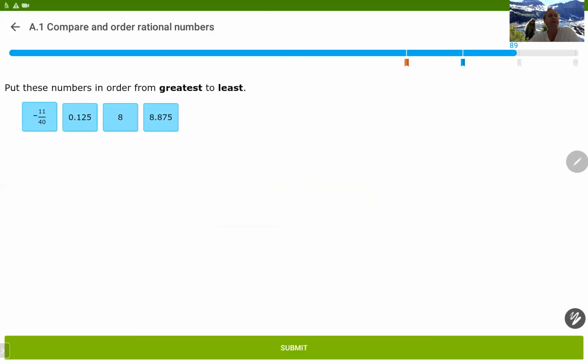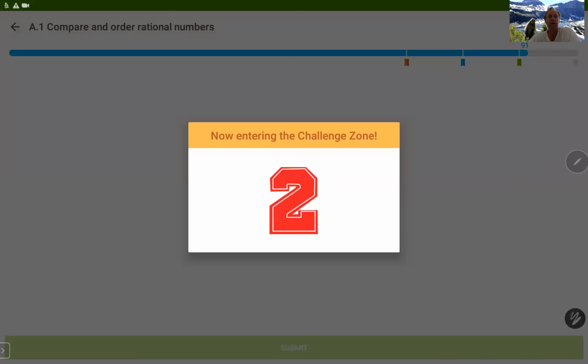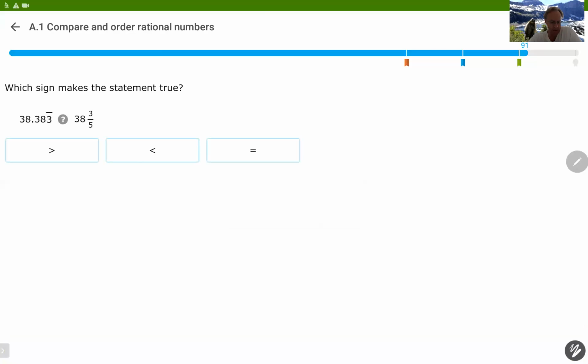And we've got greatest to least. My negative goes last. My 8.875 is first, and then my 8, and then my decimal. It looks like they're getting nice and easy. Okay, only 3 more to go, yay!